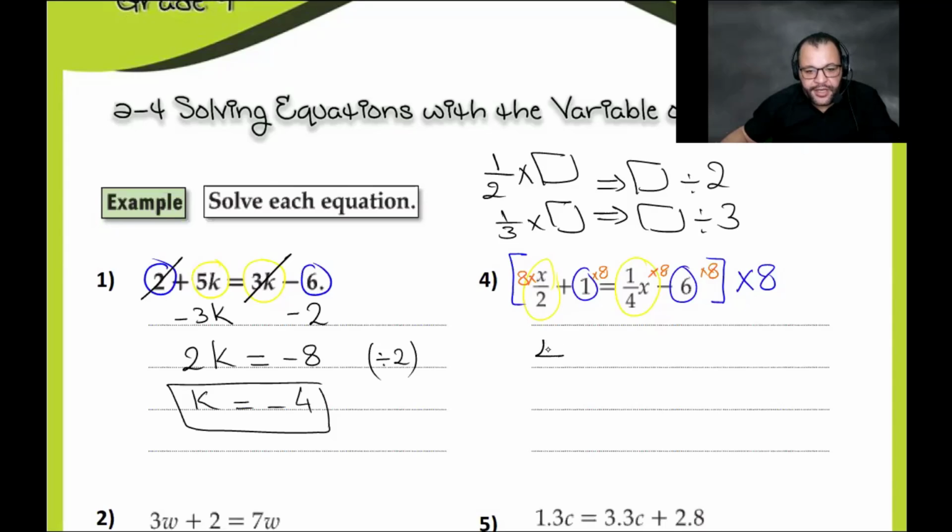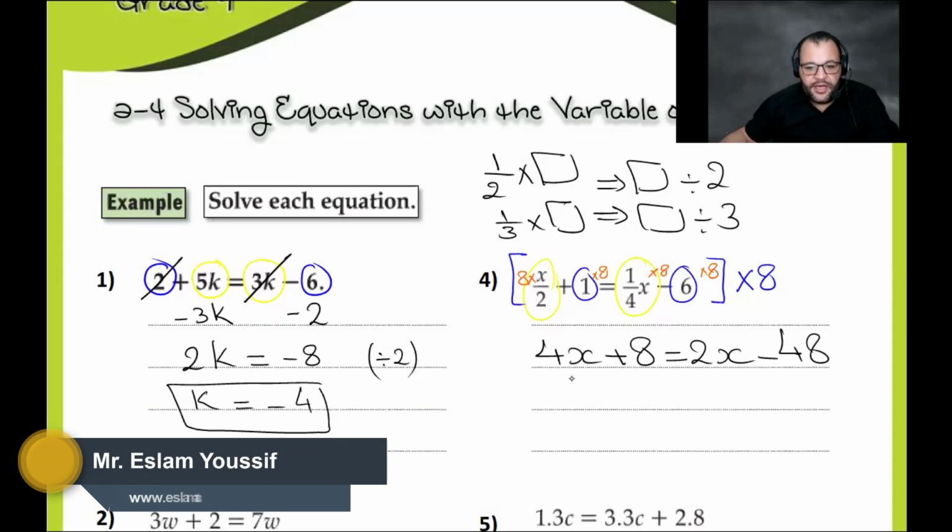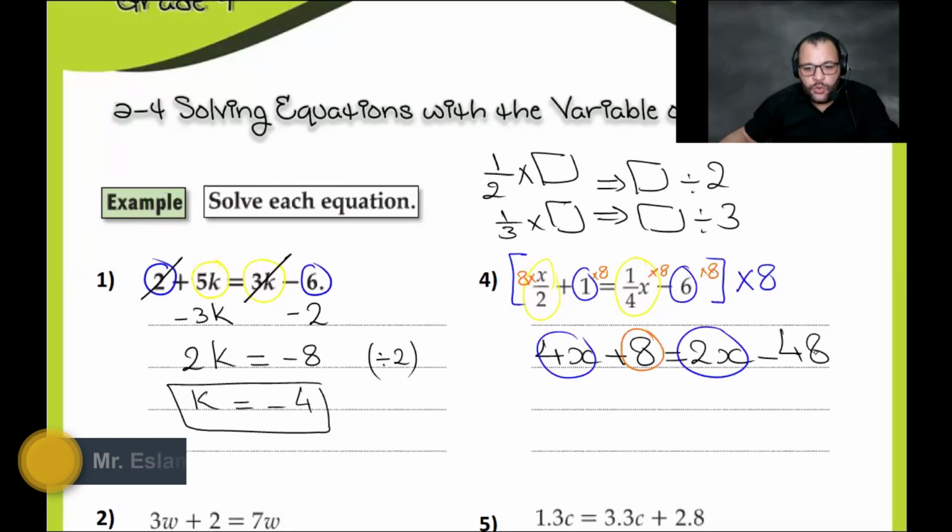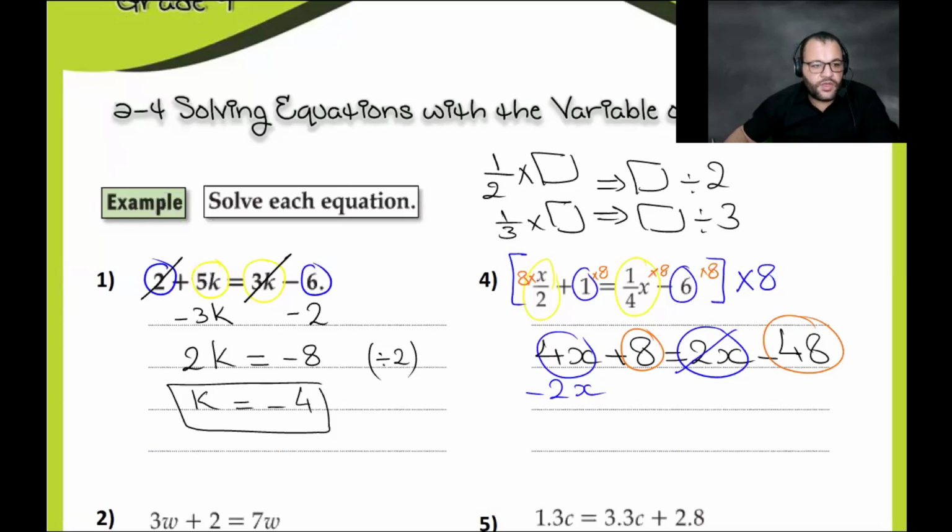4x plus 4x, 1 times 8 is 8. Equals 1 over 4 times 8, 2x minus 6 times 8, minus 48. Now we have to collect all of the blue together and all of the orange together. So I would shift 2x to the other side by subtracting 2x, and I would shift 8 to the other side by subtracting 8. We change from left to right by changing the sign. So what is the answer for the first one?